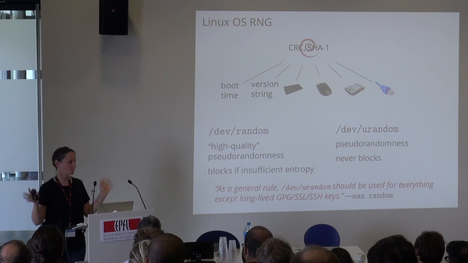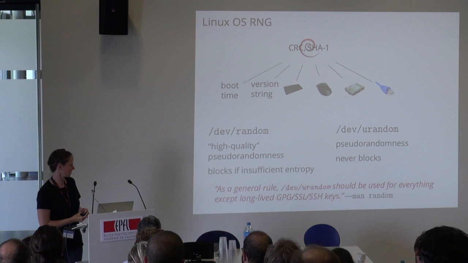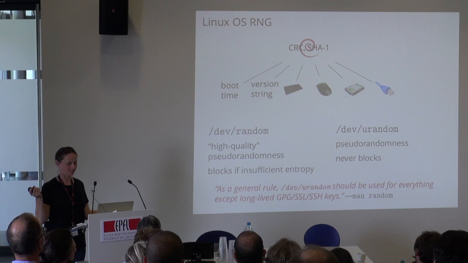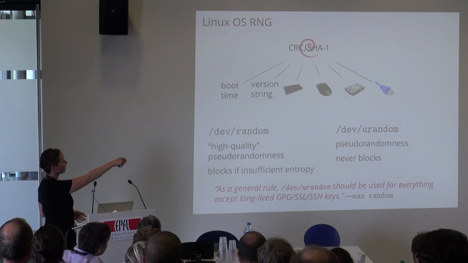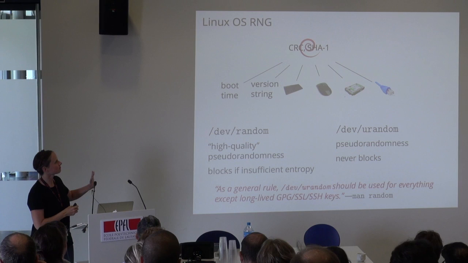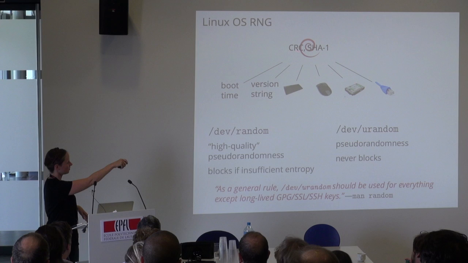Okay? And the man page for random says, as a general rule, /dev/urandom should be used for everything except long-lived GPG, SSL, and SSH keys. Which one do you think everybody used for their long-lived GPG, SSL, and SSH keys? Right? But this should be fine, because as long as you have a reasonable mixing function. The mixing function that Linux was using in 2012 was not great. I think they've updated it since, but it's still not really that broken.